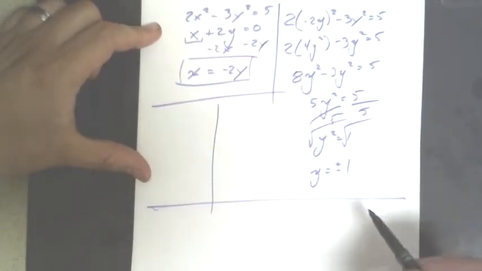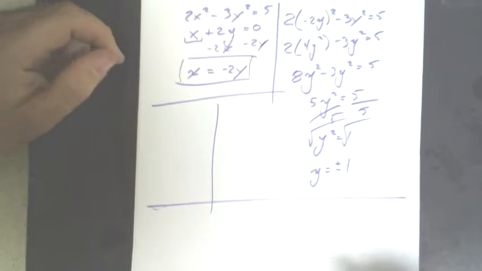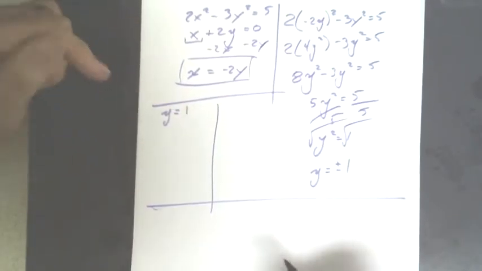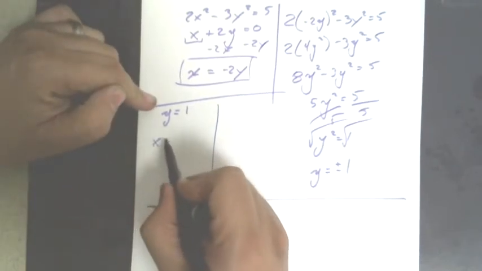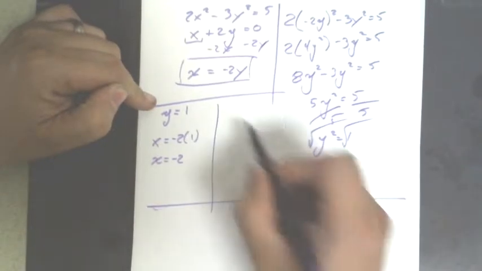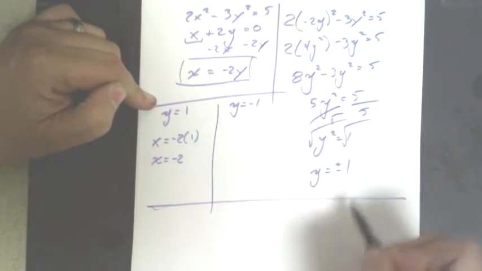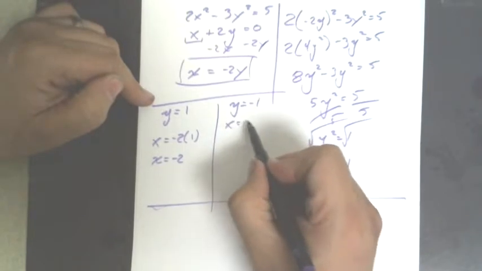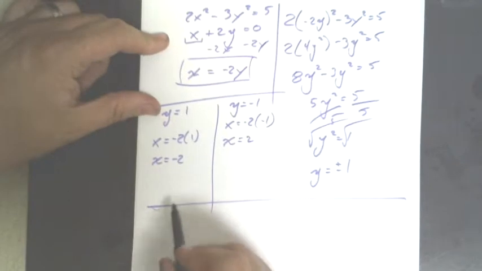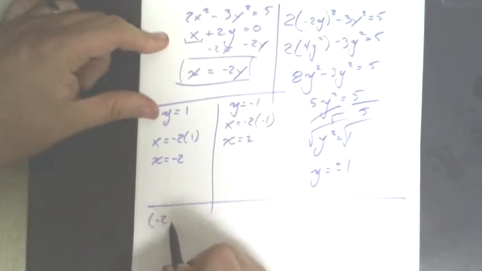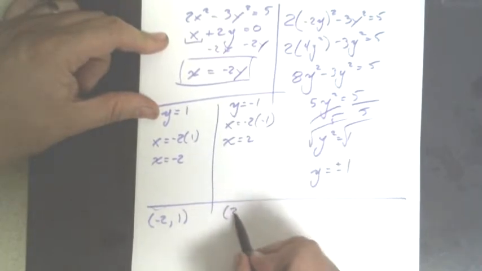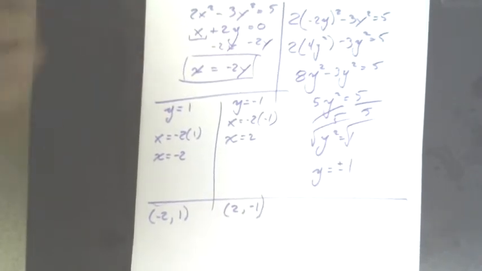So knowing what y is, we got to back up and figure out what x is. When y equals 1, x equals negative 2 times 1, so x equals negative 2. For y equals negative 1, x equals negative 2 times negative 1, so x equals 2. So we have two solutions. We have the solution negative 2, 1, and we have the solution 2, negative 1.